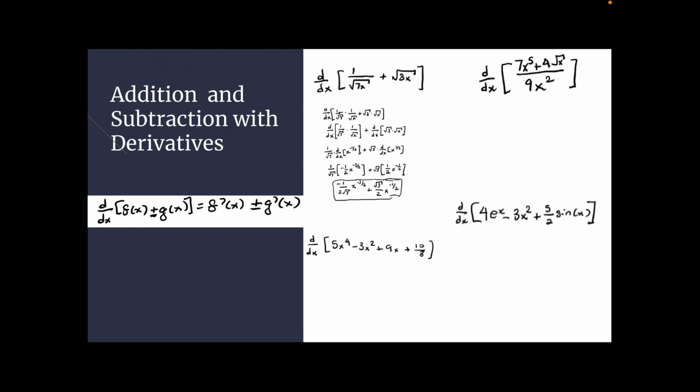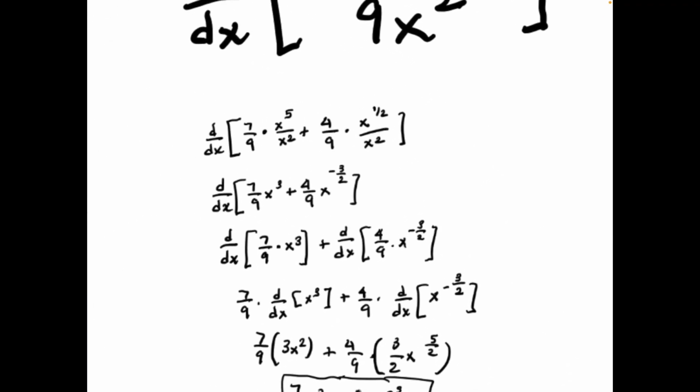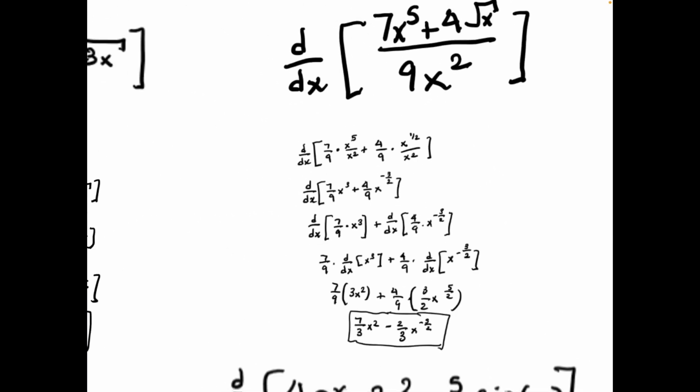So now we have the derivative of 7x to the fifth plus 4 times square root of x, all over 9x squared. And it looks a bit different because we have a rational function. But remember, we can manipulate this algebraically to make the differentiation easier. So what we could do is see this 9x squared term, and distribute it to the two terms in the numerator. So we have 7x to the fifth over 9x squared plus 4 times square root of x over 9x squared. Now notice that I factored out the 9 in the denominator since it's a constant.